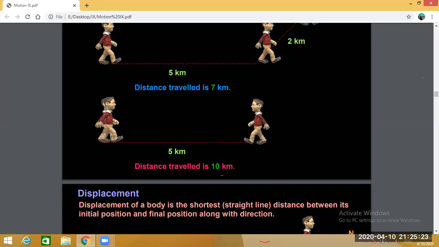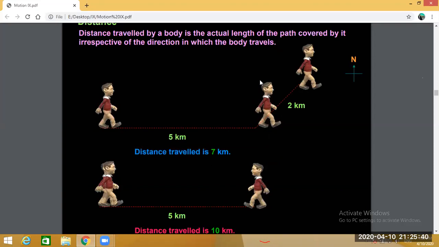But this is not the case for displacement. Displacement is a little bit different from distance. Distance is a scalar quantity because it has no direction associated with it. And distance is always positive, and distance can never be zero for a moving object. But displacement is associated with direction, so it can be zero, negative, and positive. On the other hand, distance is always positive.